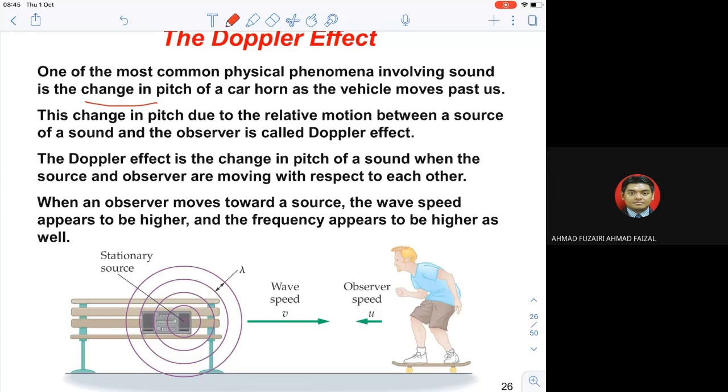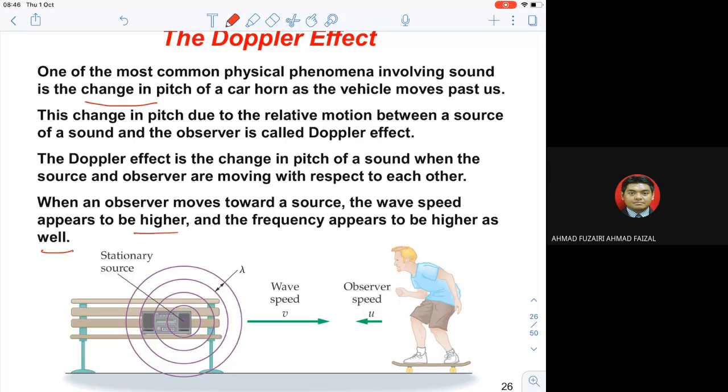When the observer moves toward the sound, the wave appears to be higher, and the frequency appears to be higher as well. So this is the Doppler effect we'll talk about, when you are right now the observer. So that is one thing.